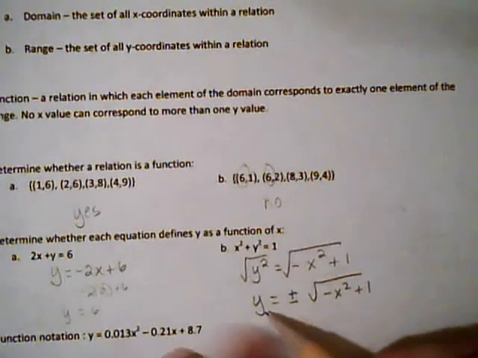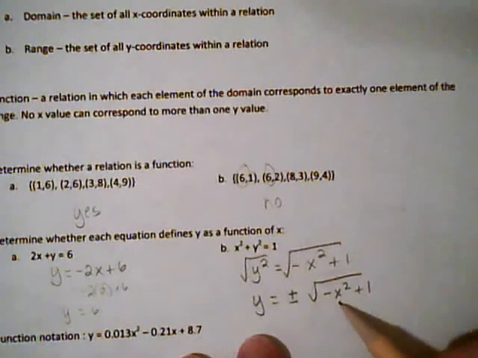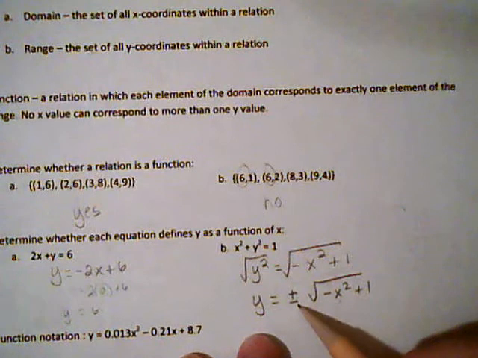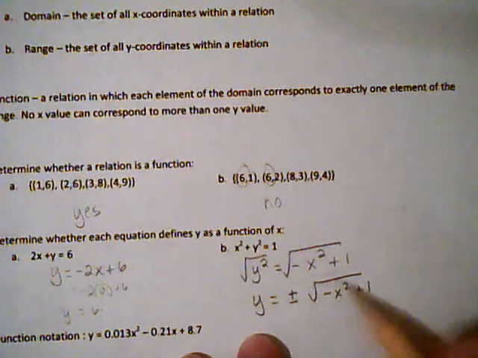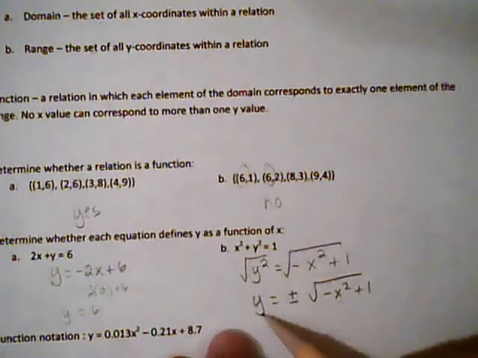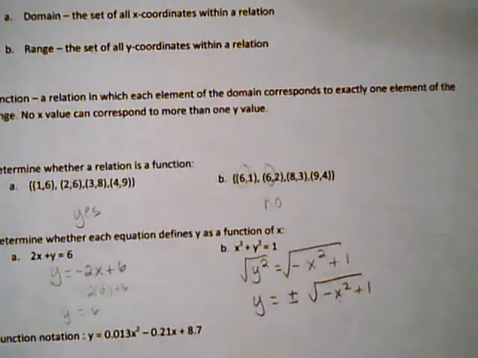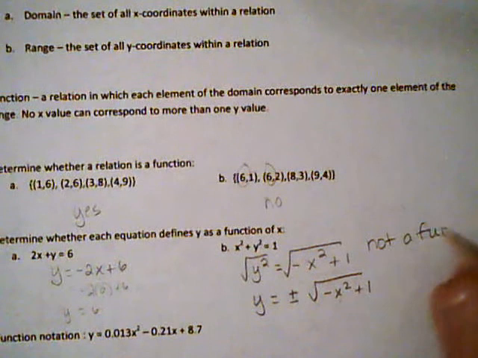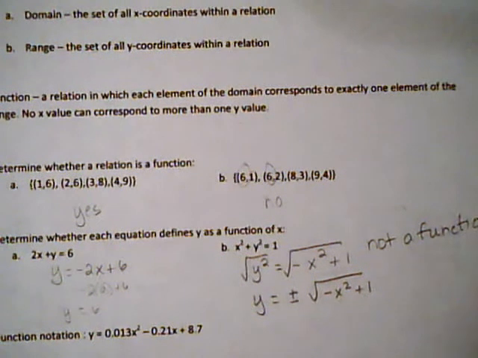So that means if I plug a value in here for x, I'm going to get a positive answer and a negative answer. So I'm going to have two y values that would correspond to the same x value. So this would be an example of an equation that's not a function. So you want to make sure that if you have your x value, that it corresponds to just one specific y value.